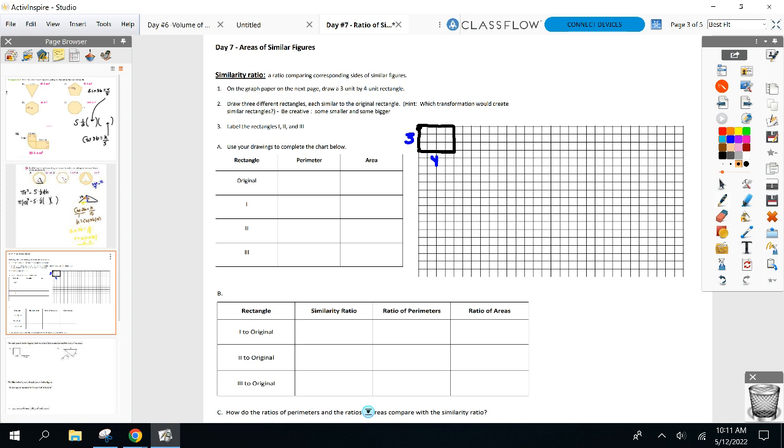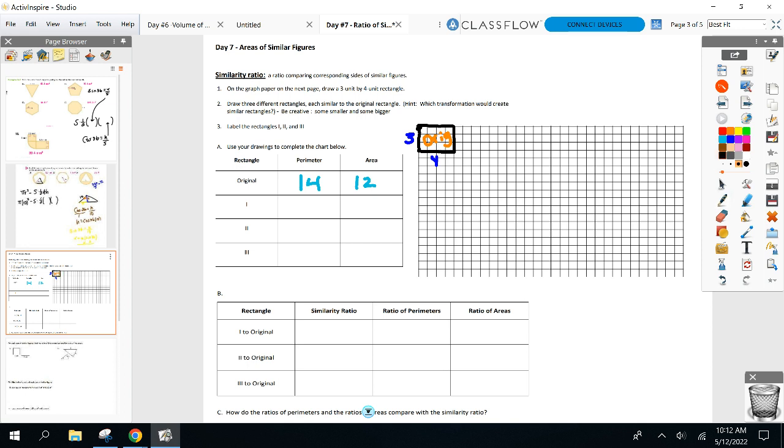So what's your perimeter here? 6 and 8, 14. Perimeter's 14. And how about the area? Length times width, 12. Okay, no issues there. And can you do me a favor so we keep track? Put an ORIG in there so we know that's the original rectangle that we made.